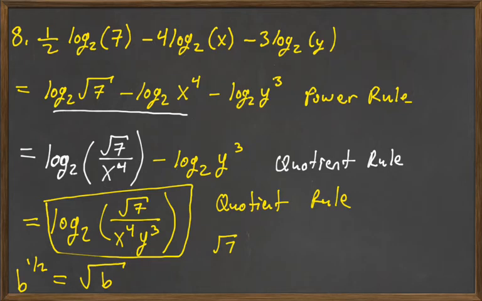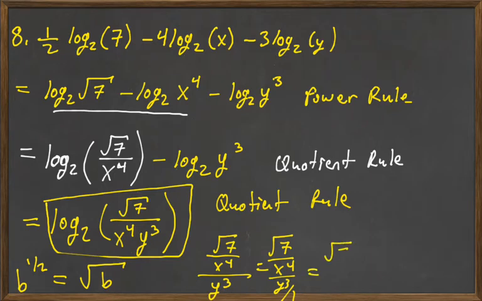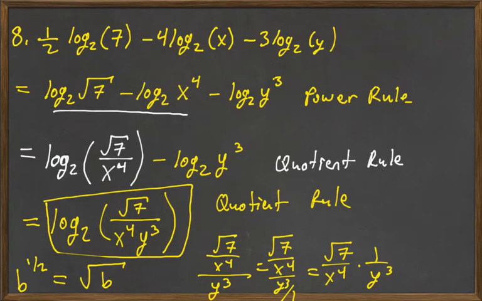Okay, so here's that working out that last step with the quotient rule with the fraction there. So it'd be the square root of 7 over the x to the fourth, and then divided by y cubed if we follow the quotient rule. We can write y cubed as y cubed over 1. So now we're dividing a fraction by a fraction, so we keep the first fraction, we flip the second fraction over, and we change the operation from division to multiplication. And so now you'll have the x to the fourth y cubed on the bottom and the square root of 7 on the top there.